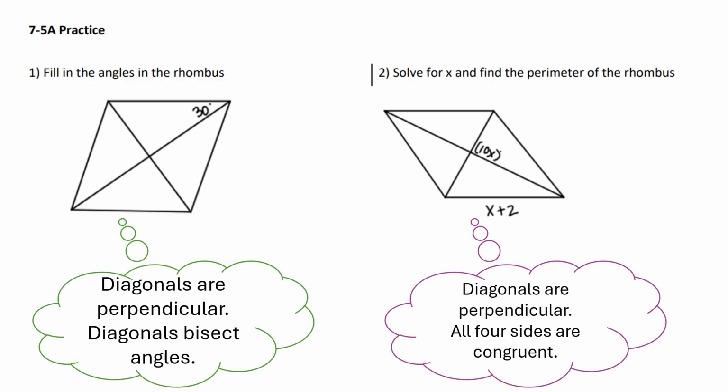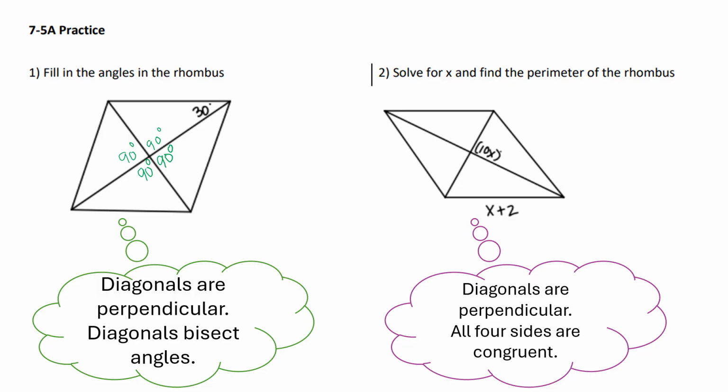There is some practice that goes with this section. So in this practice, I'm going to do the first couple with you, and then I'll show you my solutions to the others. So using the property that diagonals are perpendicular, I get to mark this diagram that these are all 90 degrees because I know that the diagonals intersect each other at right angles.